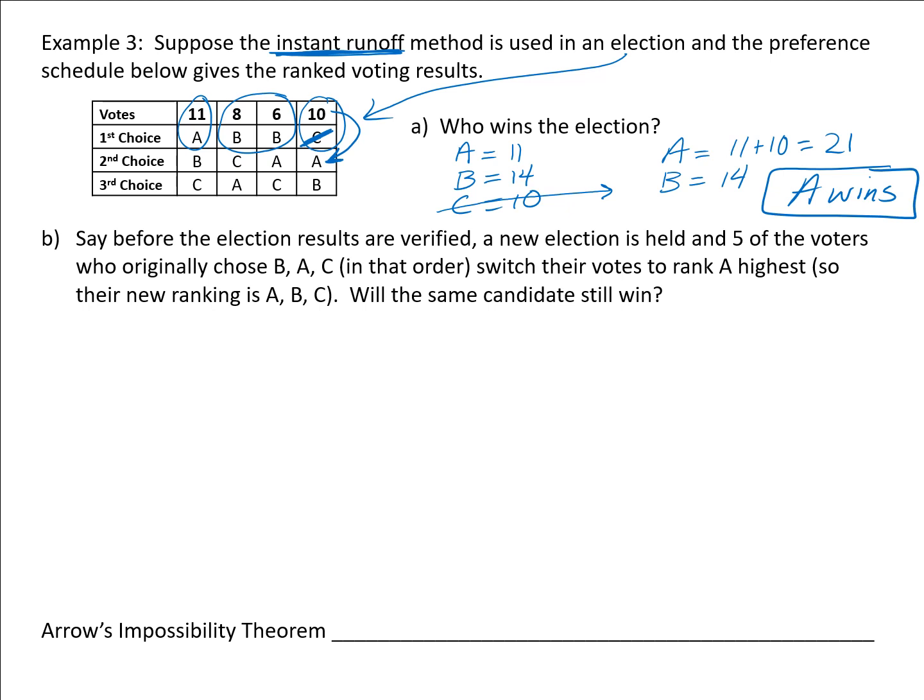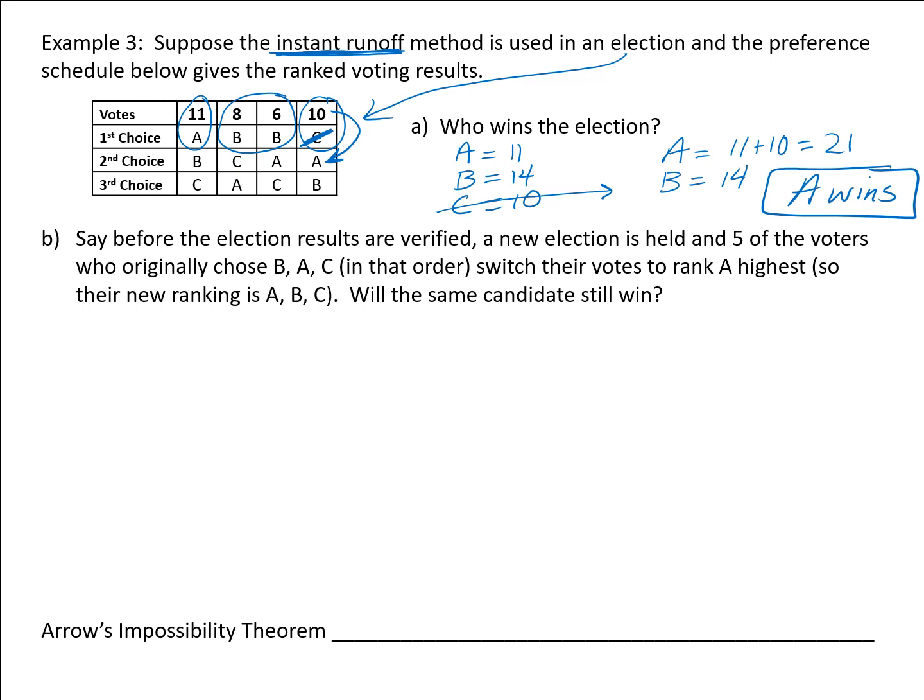All right, so now let's analyze this scenario. Let's do a what if. Say before the election results are verified, a new election is held, and 5 of the voters who originally chose as their order B, A, and C switch their votes to rank A highest.